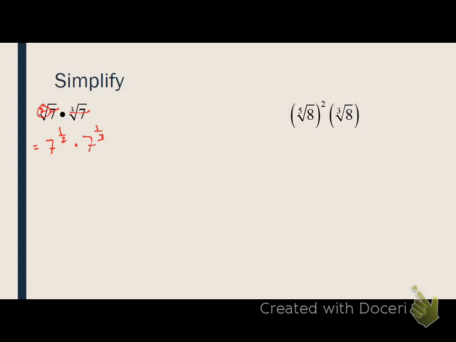Now if we're going to multiply, now we have like bases for our exponents, we can multiply those. We just have to add the exponents, get like denominators. And so we get 7 to the 5/6 power.